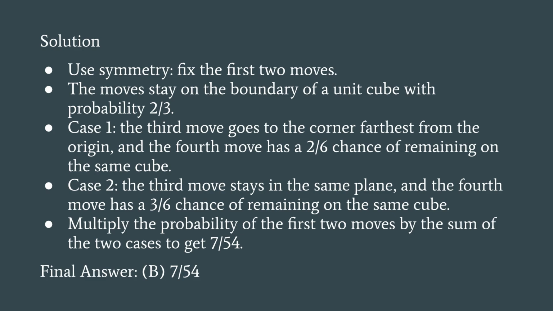Adding these two cases together and including the probability of the first two moves gives 2/3 times (1/3 times 1/3 plus 1/6 times 1/2). Evaluating this expression gives the probability 7 out of 54, and the final answer is choice B, 7/54.